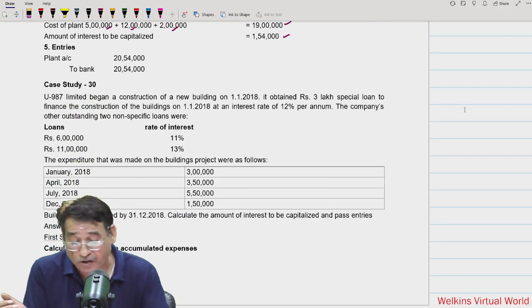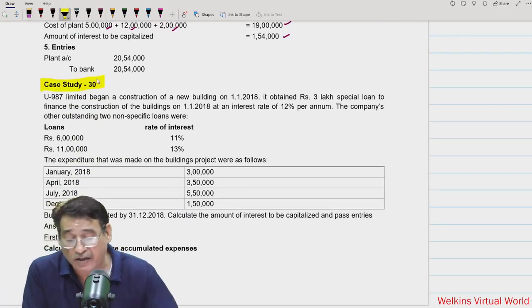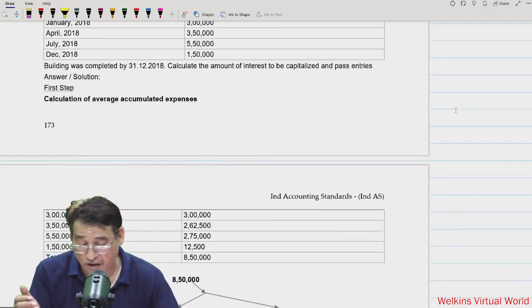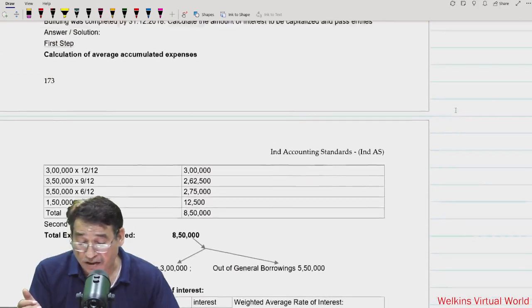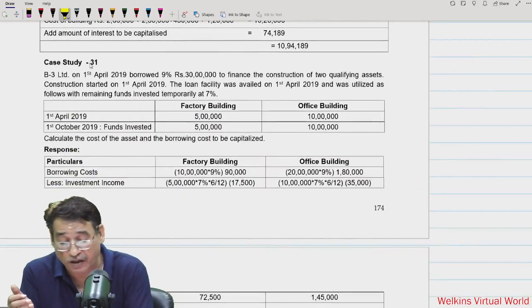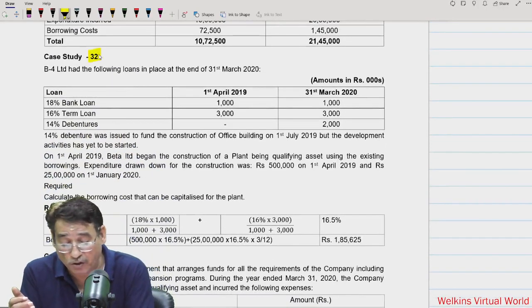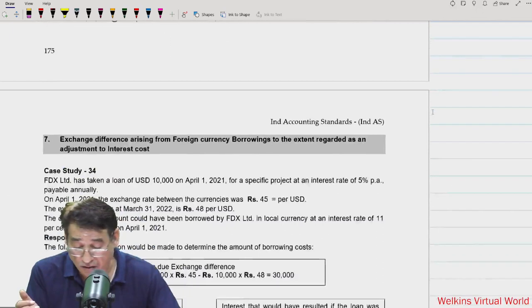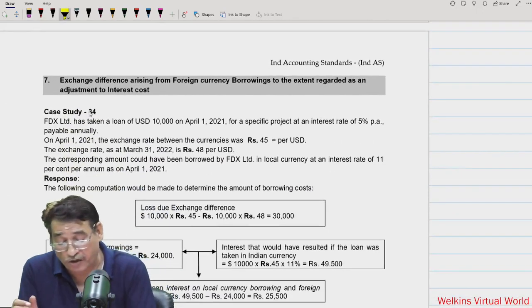And the next question is similar to the one which we did earlier. Case study 30 is similar to the one which we did earlier. And then these case studies you can manage after question number 30. There is case study 31. You can do it. Case study 32 also. And we are left off with the last topic, exchange difference.